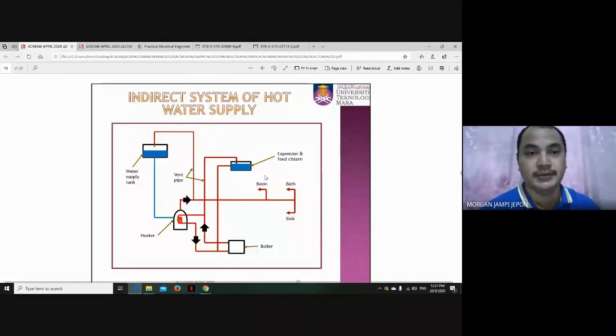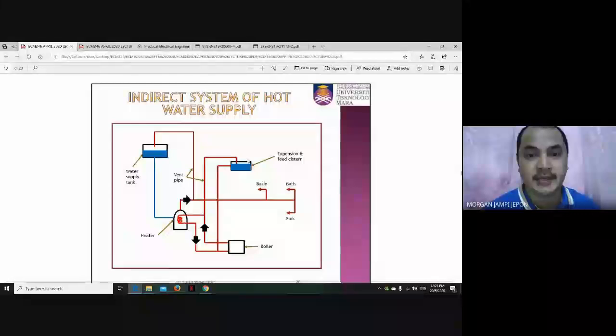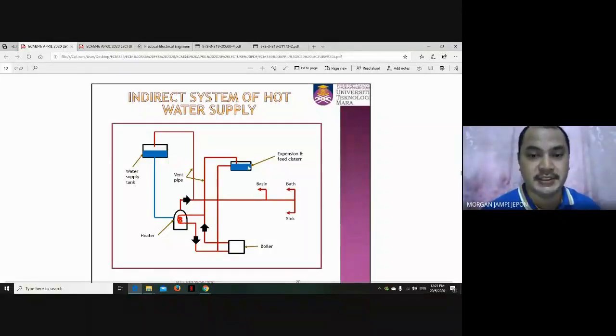All right. So the difference between indirect and direct hot water supply is that in indirect hot water supply, from the heater and boiler, it goes to the expansion and feed system first, and from this expansion and feed system, then it goes to the kitchen, toilet, and bathroom, right?